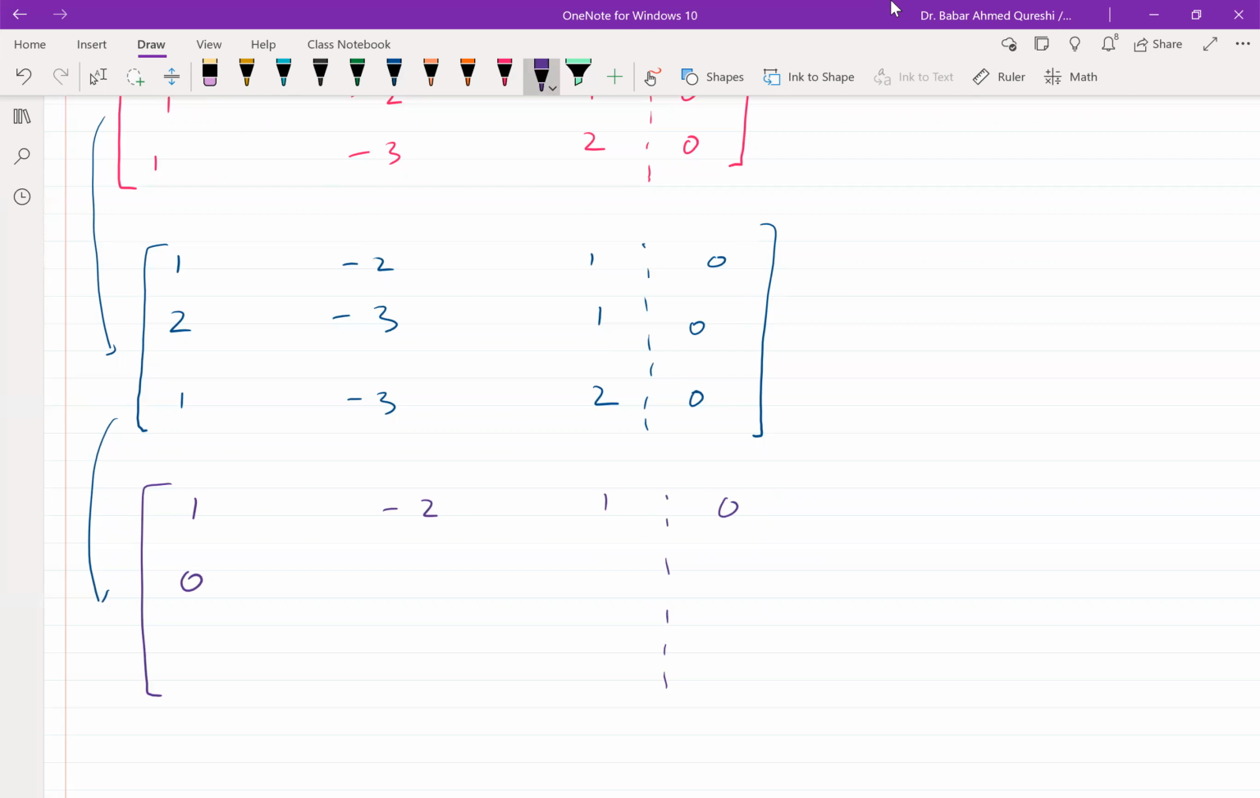4 minus 3, I get a 1 here. Minus 2 plus 1, I get a minus 1 here. Then I multiply row 1 by minus 1 and add it to the third row. Gives me a 0 here. 2 and minus 3 gives me a minus 1 here. Minus 1 plus 2 gives me a 1 here.